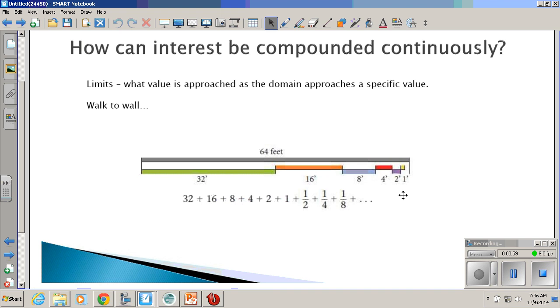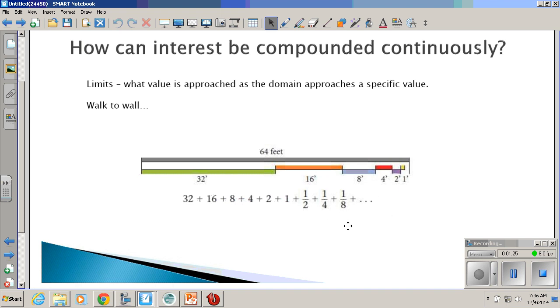and there'll be 32 feet left. And then I'll go half of that, which is 16. And that means there'll be 16 left. And I'll go half of that, which is 8. And I'll still be 8 feet from the wall. Then I'll go 4 feet, and I'm still 4 feet from the wall. I'll take half of that, 2. Half of that's 1. Half of 1 is half. Then a quarter. Then an eighth. And as you can see, it's going to keep going smaller and smaller and smaller.